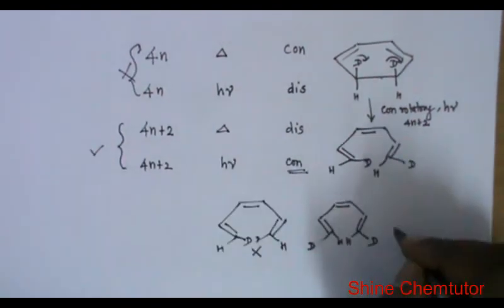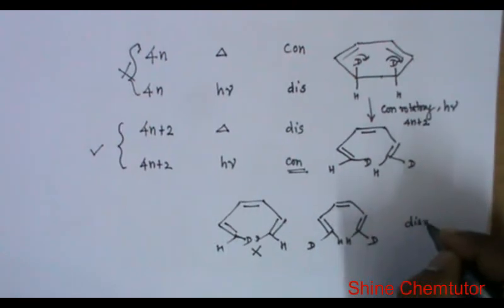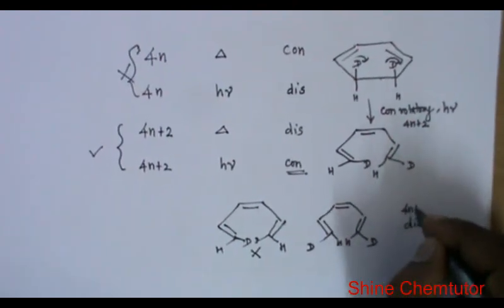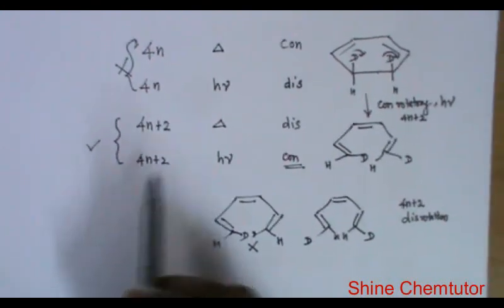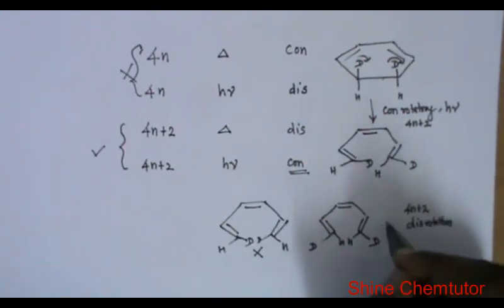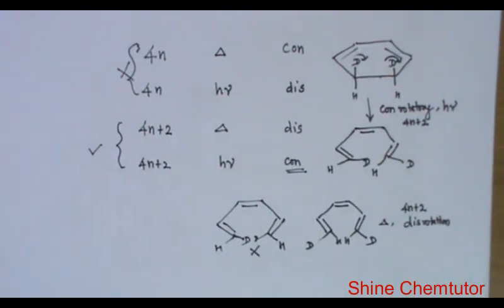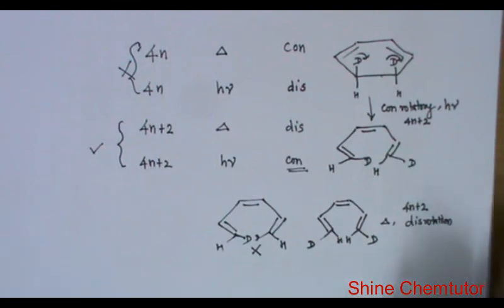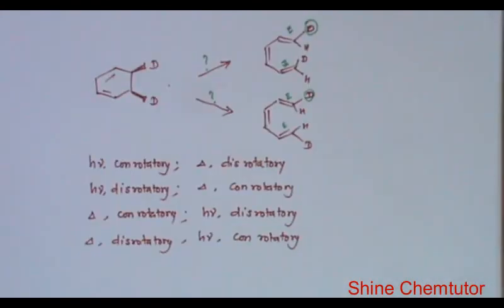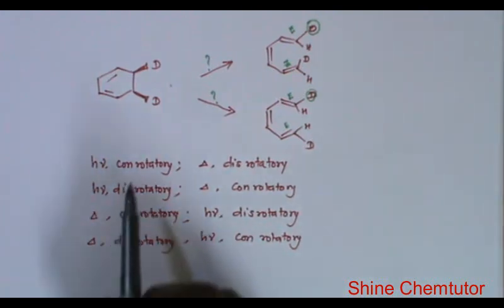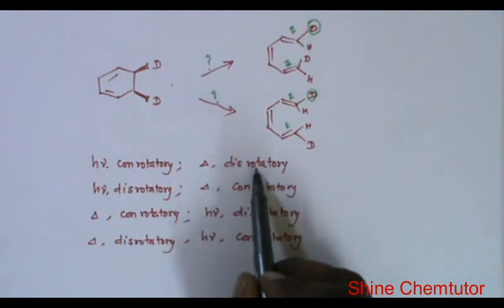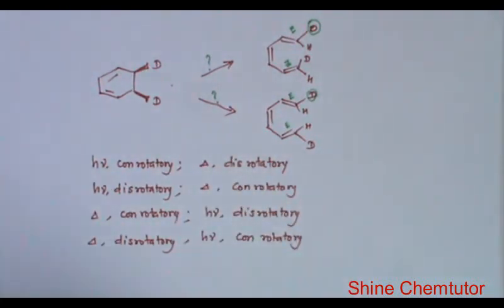So now what I have done is I have gone for disrotation. It is a 4n plus 2 system. 4n plus 2 system, disrotation, it is possible only under thermal condition. So con-rotatory photochemical, disrotatory under thermal. Now in the given option, you can see here con-rotatory under photochemical condition, disrotatory under thermal condition. So this should be the answer.